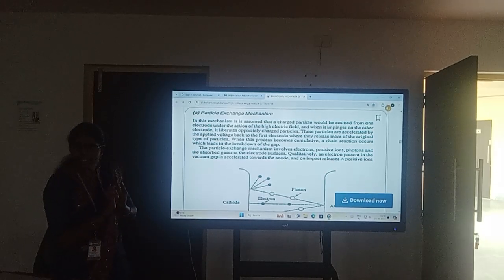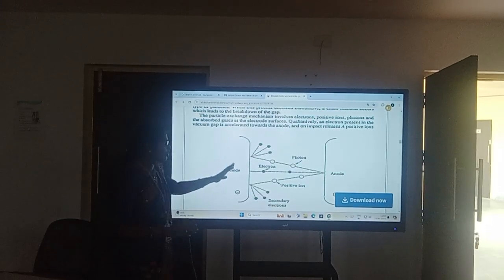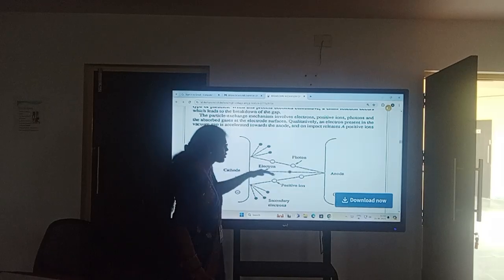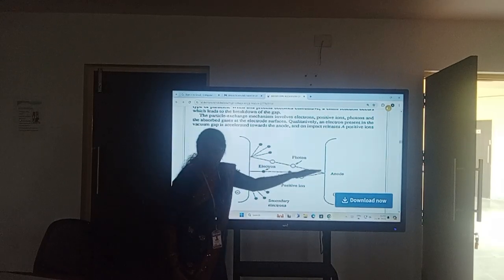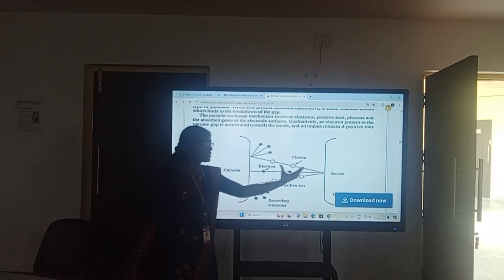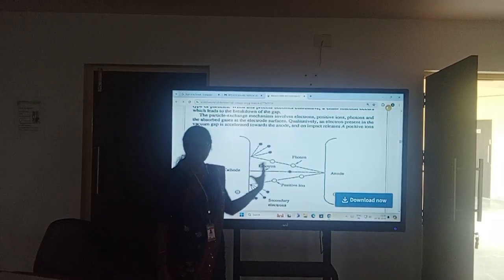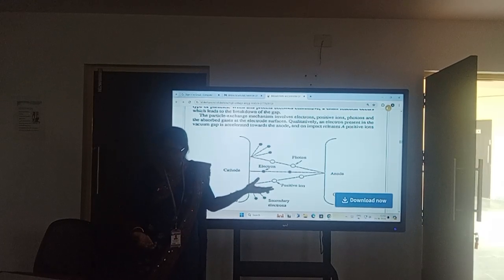From the name itself we can say that particles are getting exchanged between the anode and the cathode. Usually electrons flow straight from anode to cathode, and the reverse flow means cathode to anode. Here we are not mentioning the direction. Just electrons flow between these two, cathode and anode. So what is happening? Particles are getting exchanged.